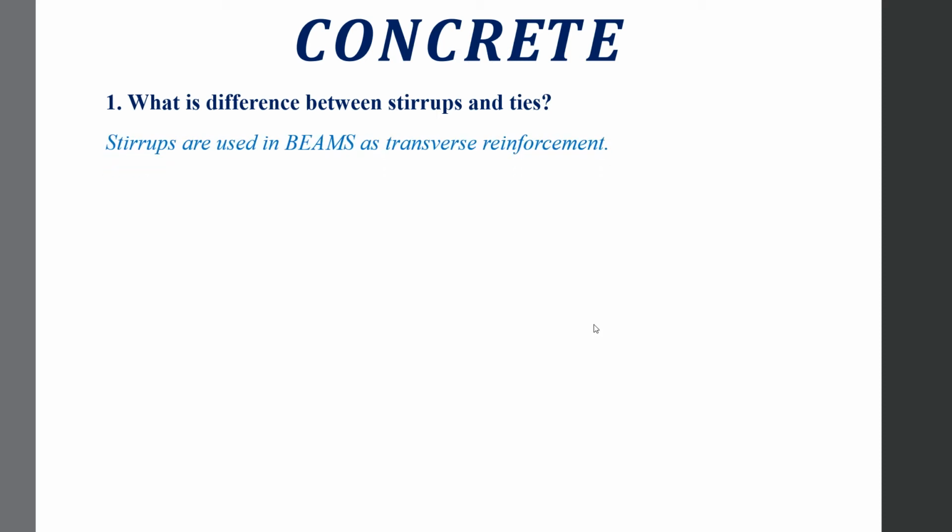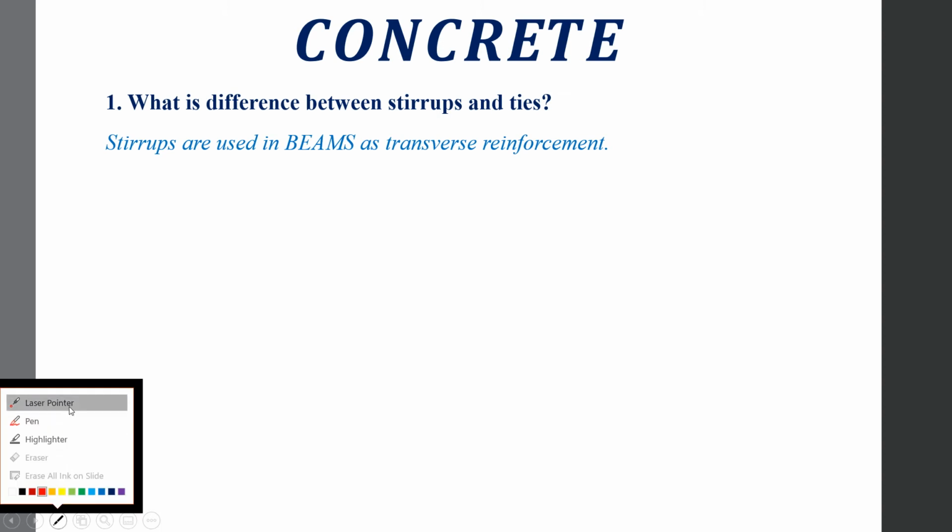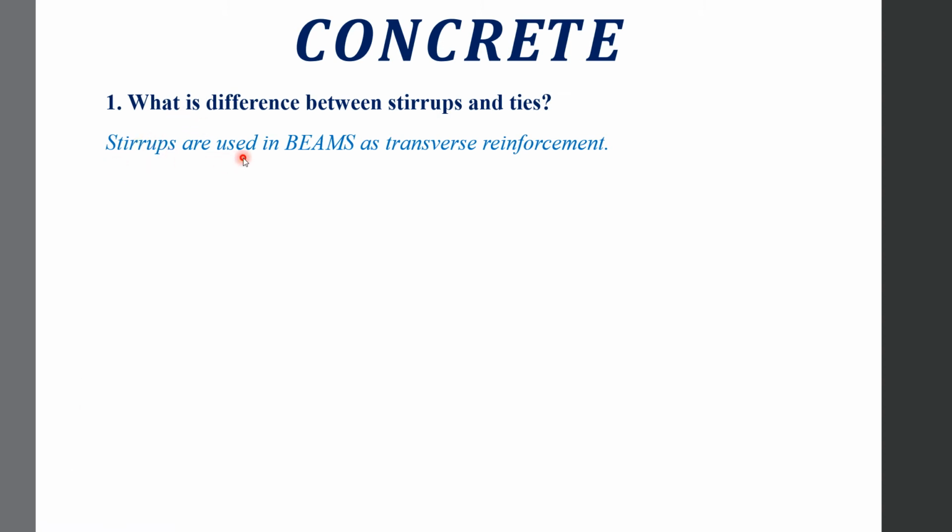The stirrups are used in beams. So keep in mind that stirrups are used in beams as transverse reinforcement. What is the purpose of these stirrups? I will let you know in the second point what is the purpose of stirrups or ties. So at this stage, keep in mind that stirrups are only used in beams. These are not used in columns as a transverse reinforcement.